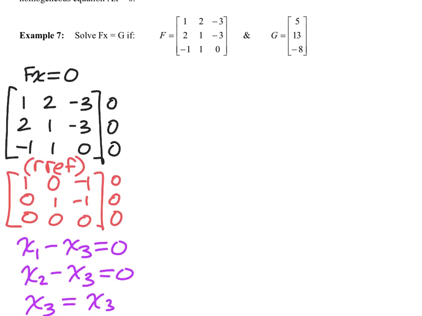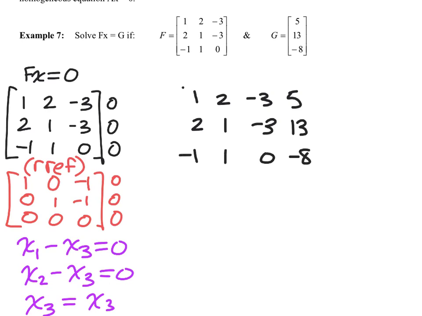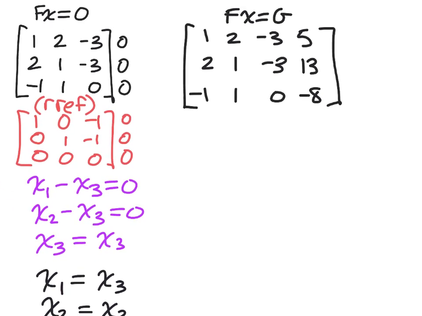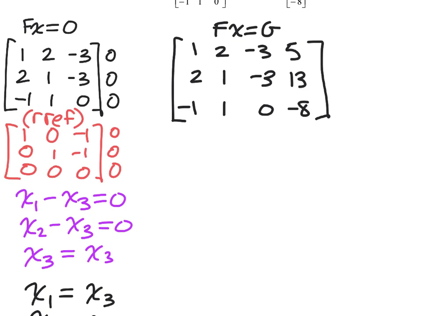All right, so that's going to be the matrix in the form of 1, 2, -3, 5. So this is not homogeneous. 2, 1, -3, 13. And then -1, 1, 0, -8. So this one is fx equals g. All right. So what we're going to do is go back to our calculator and RREF this bad boy.